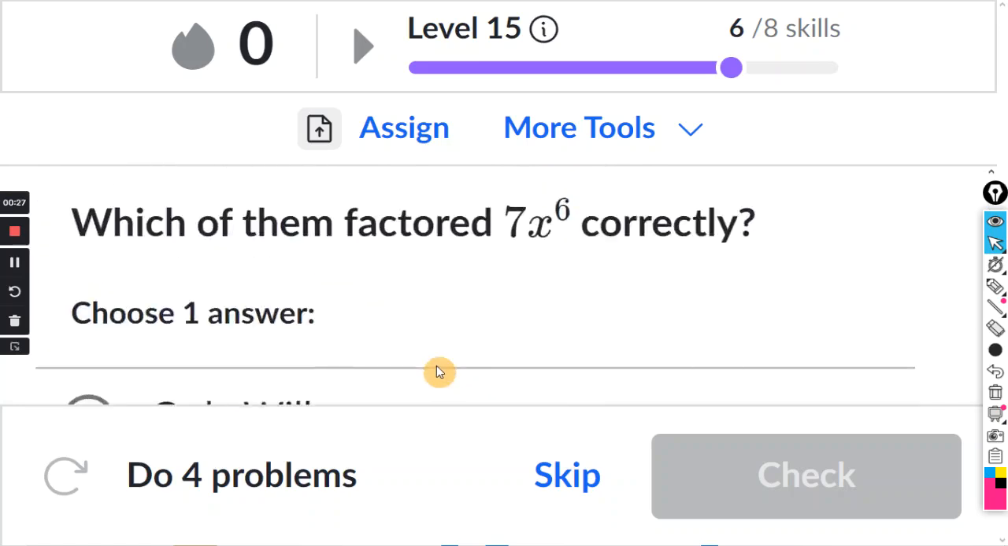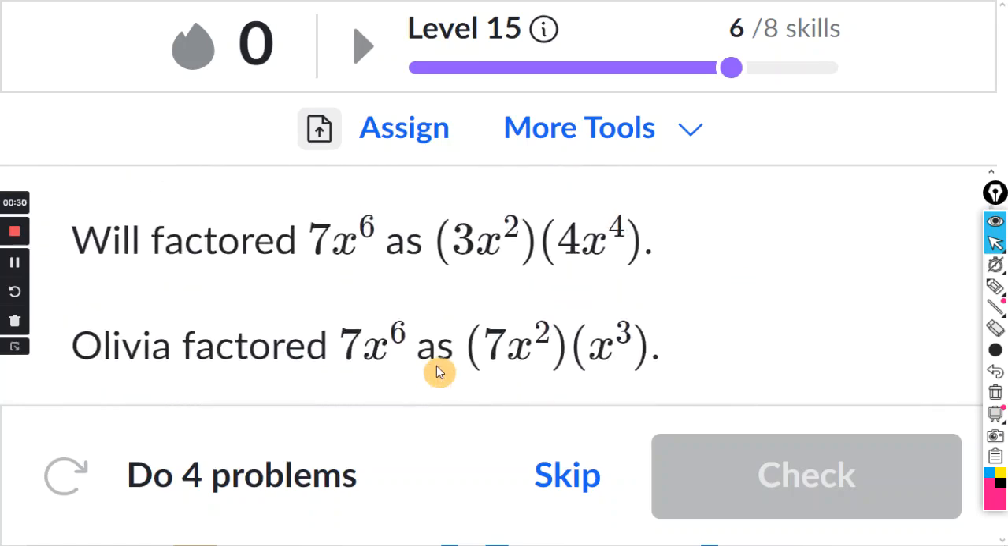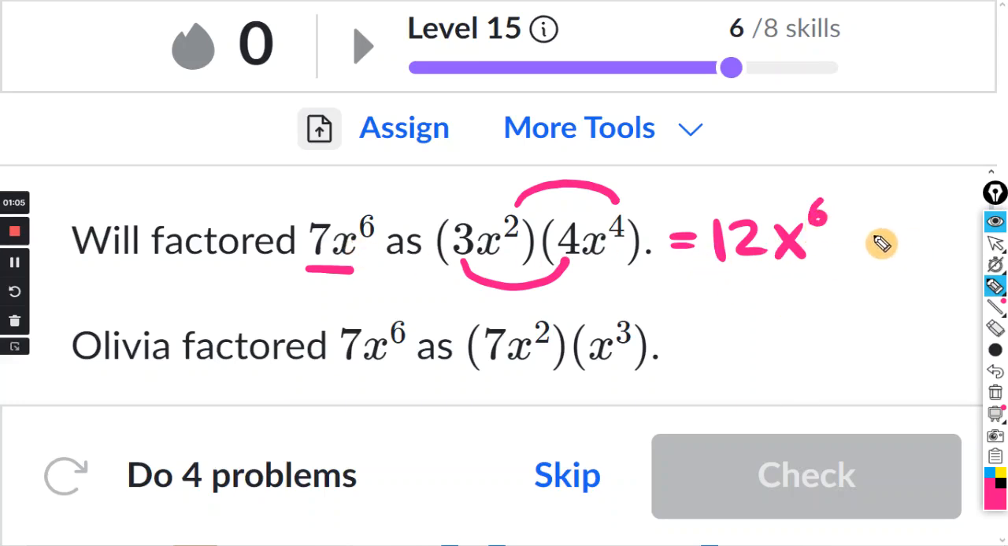All right, so this one is pretty simple. The easiest way to do it is to just multiply it out and see if you get 7x to the 6th. With these, you want to multiply the numbers and the variables separately. All right, these are all multiplied. So 3 times 4 is 12. And x squared times x to the 4th, you simply add the exponents, so x squared times x to the 4th is x to the 6th. So is this one correct? No.